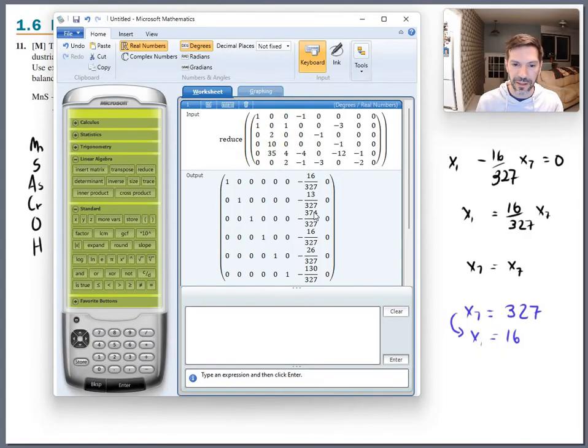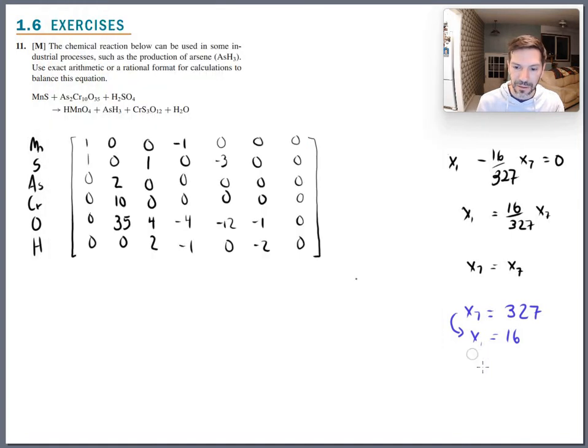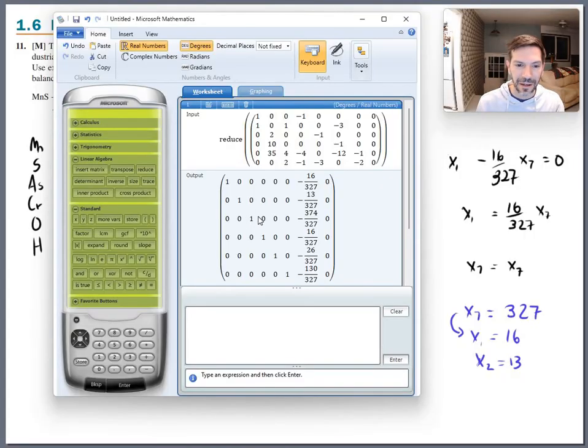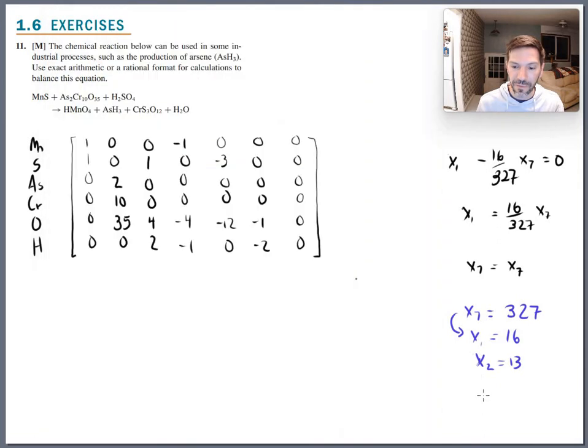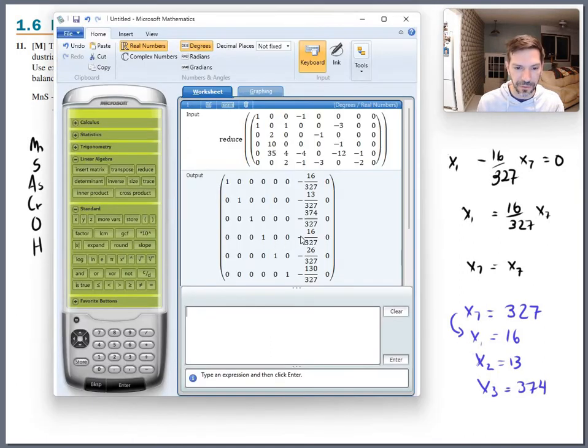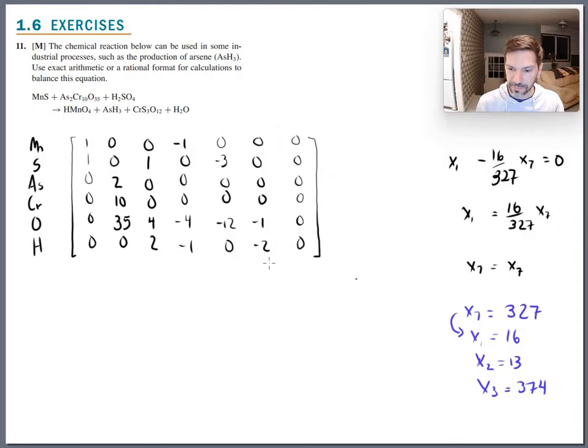And you could practically, and you don't have to write the rest of them down here, you can see that x2 is going to end up being 13. Oops, x2 is going to be 13. x3 is going to be 374. And I won't finish out the other three, but x4 is going to be 16, x5 is going to be 26, and x6 is going to be 130.